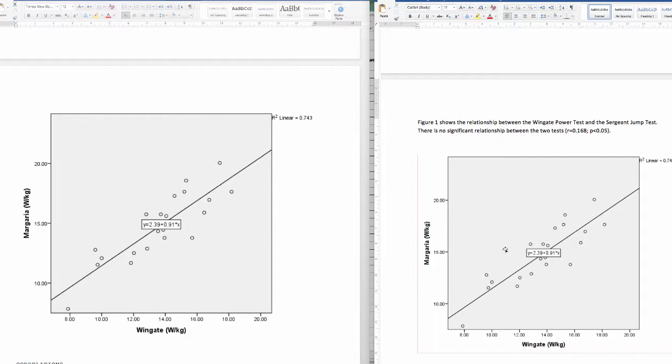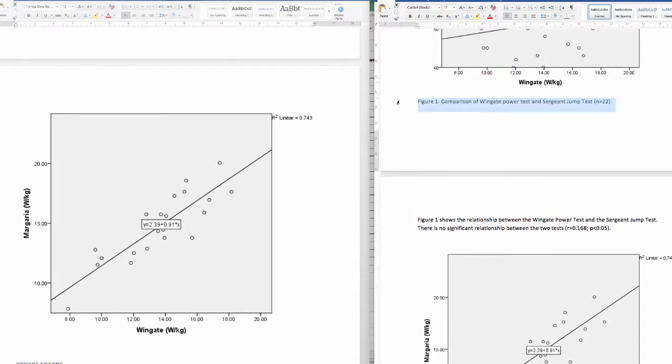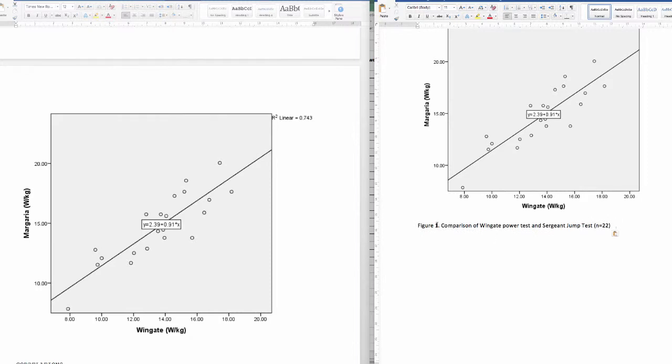And there you go. Of course, the next step of writing perfect academic reports is to put a title on it. So I'm going to slightly cheat. I'm going to copy, stick that in there, and of course it's not figure 1 anymore. Let's call that figure 2. Comparison of Wingate power test and Margarita stair test. And N is still 22. So there you go. I've done that.